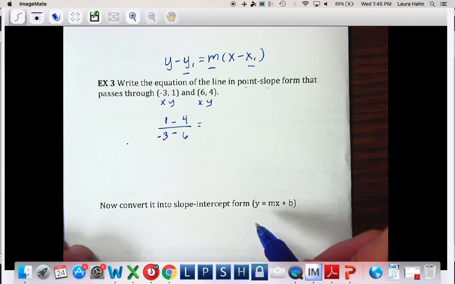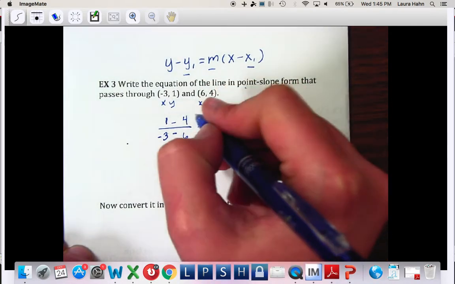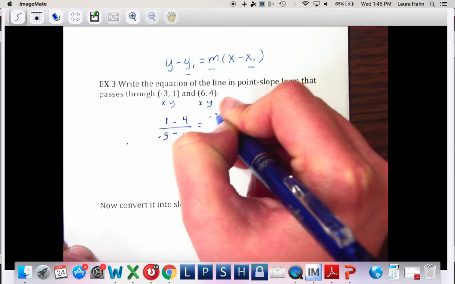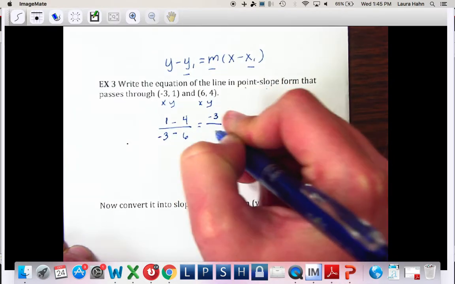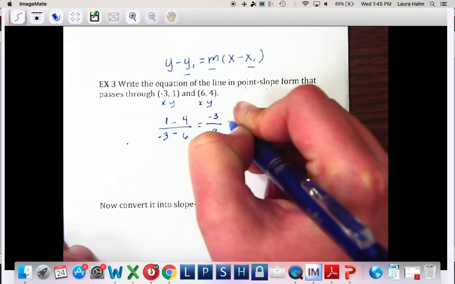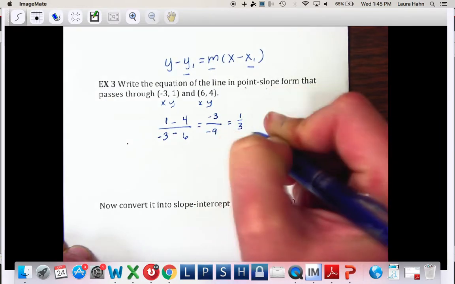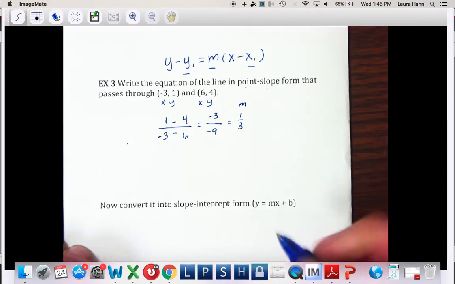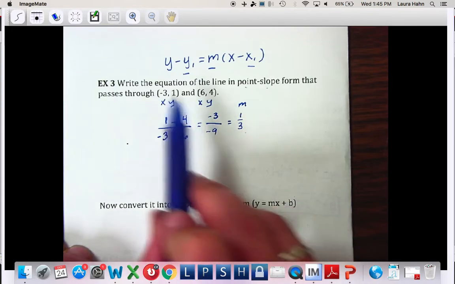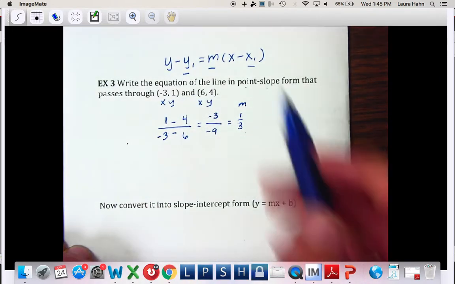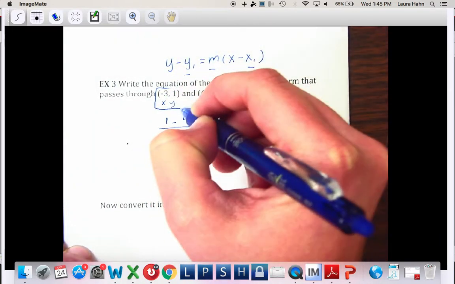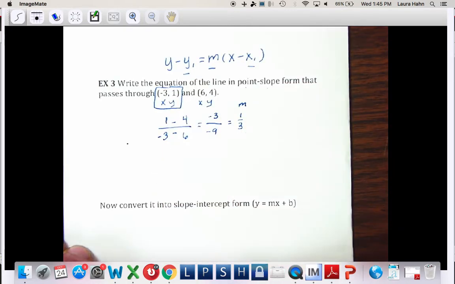That's going to give you a -3 on the top. On the bottom, that's going to give you a -9, which reduces to a +1/3. So that's your slope. So now we have our slope. We're going to pick one of our points. It does not matter. I'm going to pick this point right here. Put a box around it so I know which one I'm using.